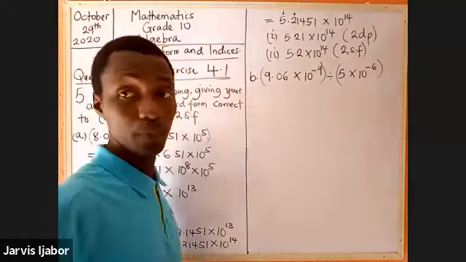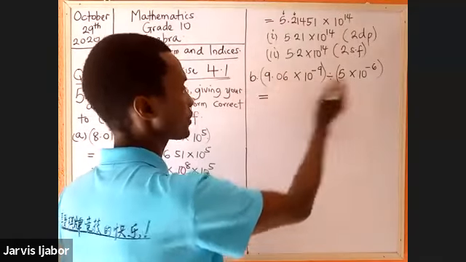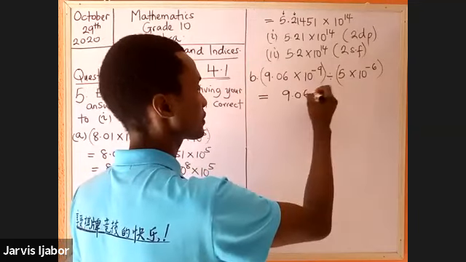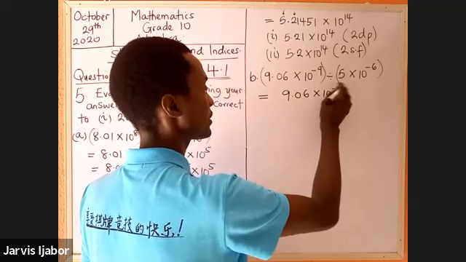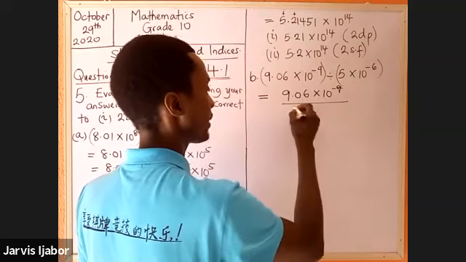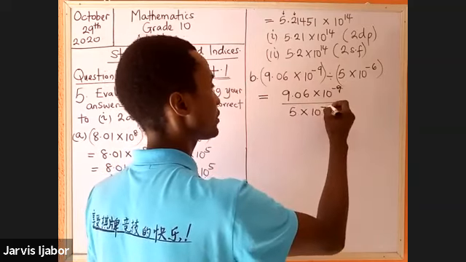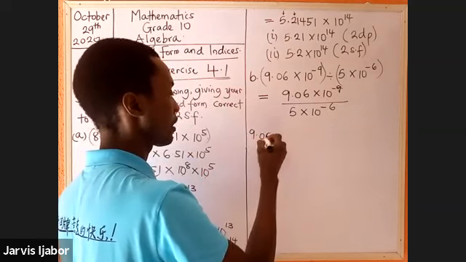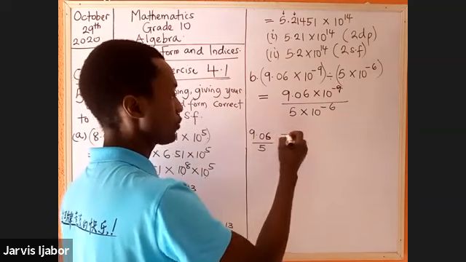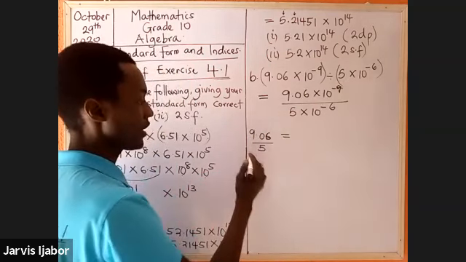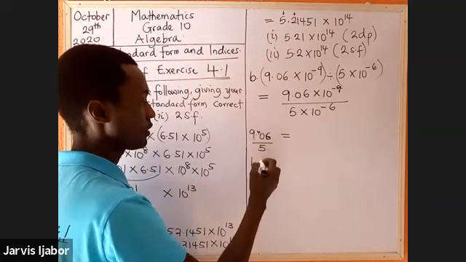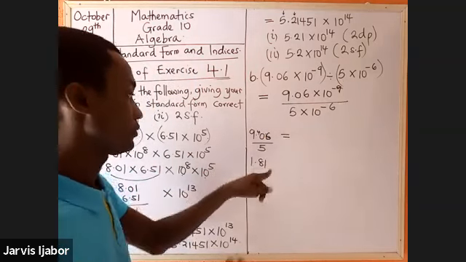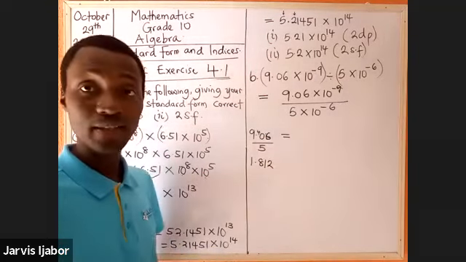All right, the next problem. This would mean this divided by this. So you have 9.06 times 10 raised to the power of -9 divided by 5 times 10 raised to the power of -6. So we will need to take care of this. And by dividing this, I'm going to get 1.81812. You may want to try that out on your own.